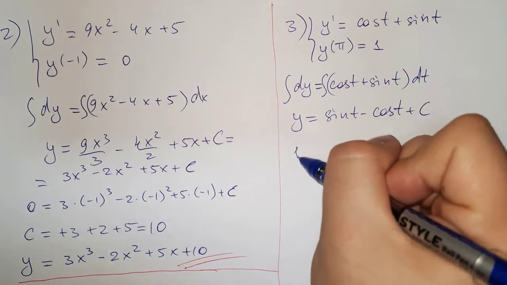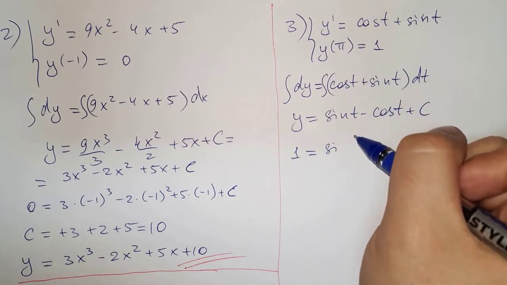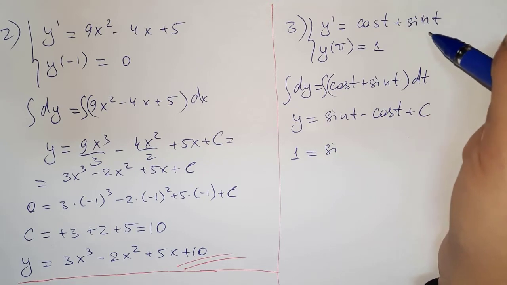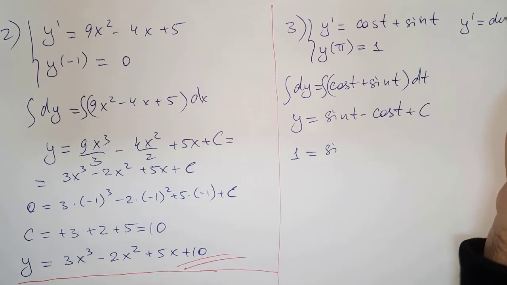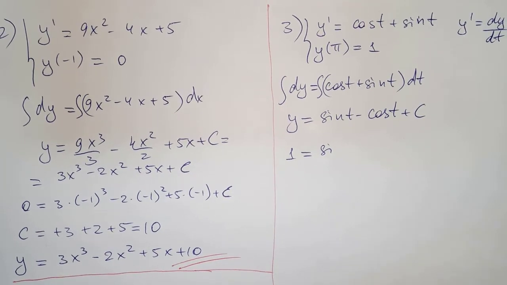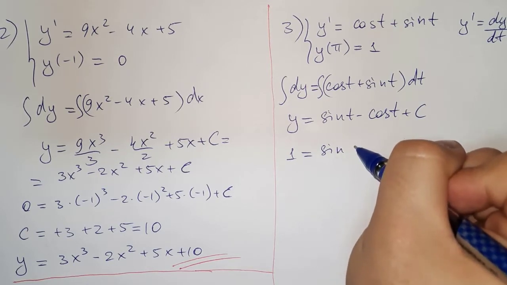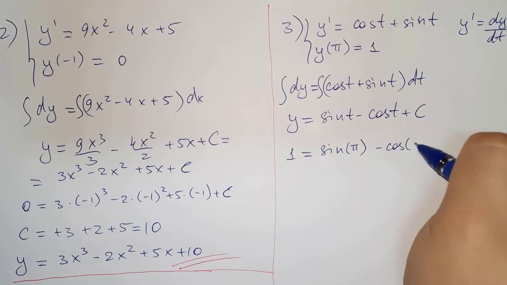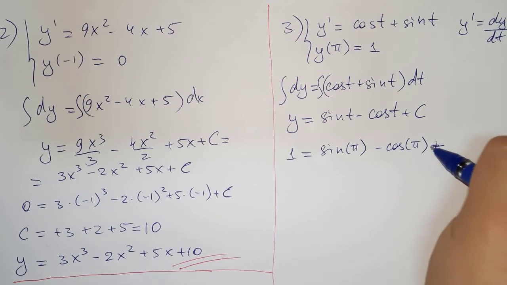So now 1 equals, just putting in pi. Here it's t, it doesn't matter, it depends on dt now. So we can write this y derivative as dy over dt. So here sine pi minus cosine pi, which equals 1, plus the constant c.